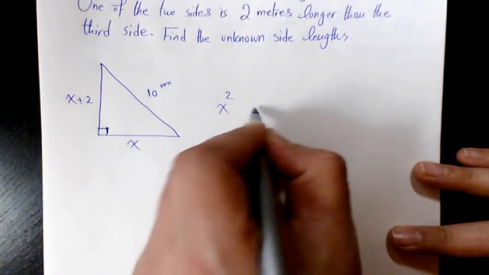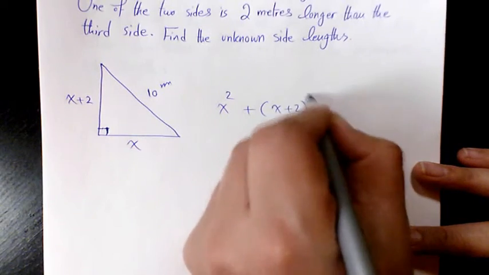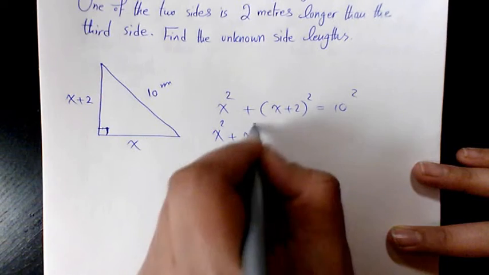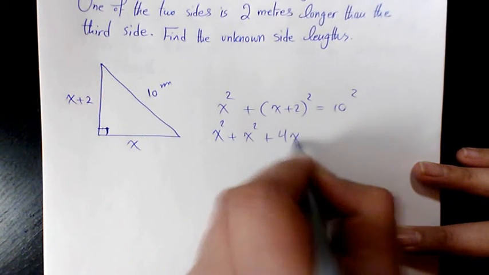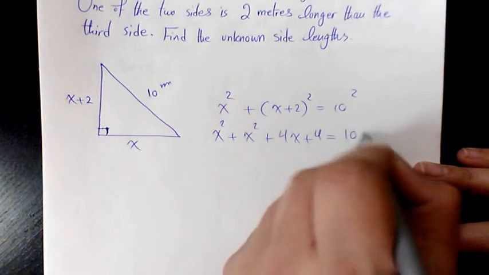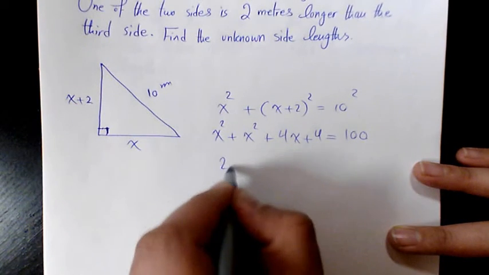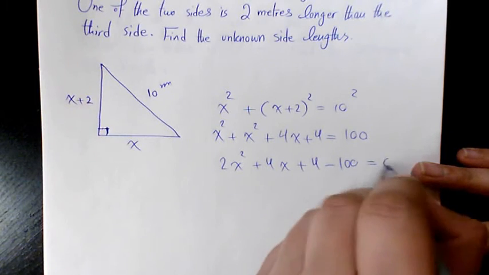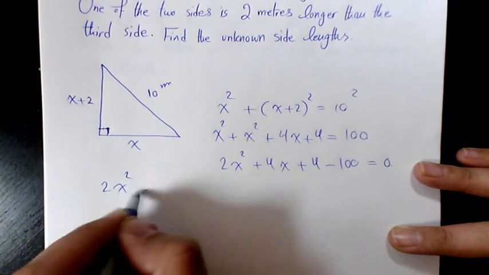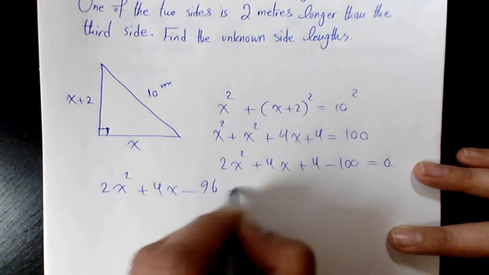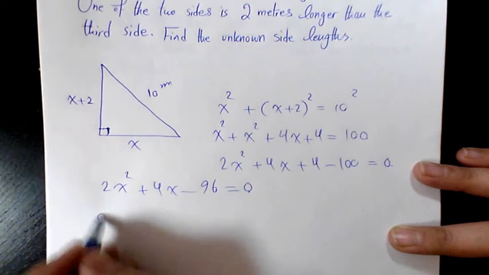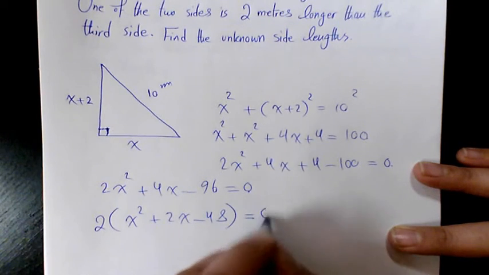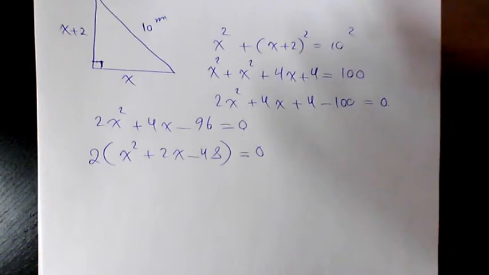x squared plus x plus 2 squared equals to 10 squared, which is going to be x squared plus 4x plus 4 equals to 10 squared, which is 100. So 2x squared plus 4x plus 4 minus 100 is going to be 0. So 2x squared plus 4x minus 96 equals to 0. You can factor 2 in here, x squared plus 2x minus 48. Let's use factoring method to solve it.